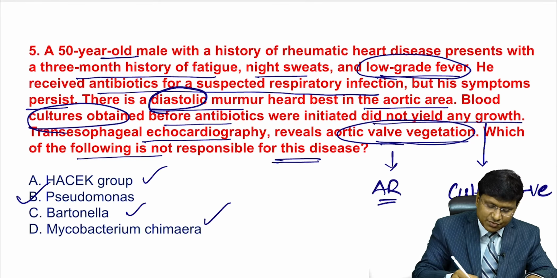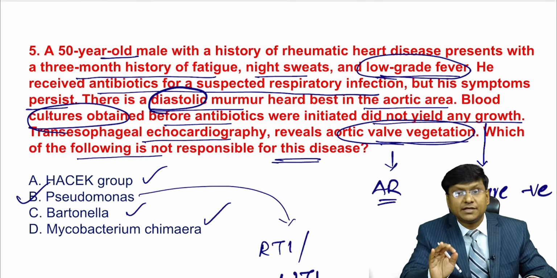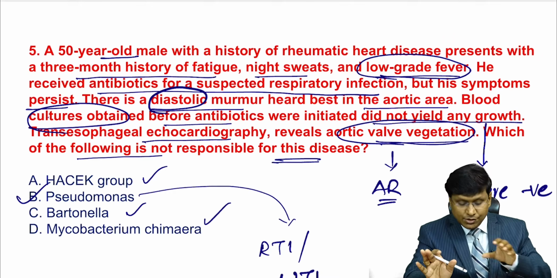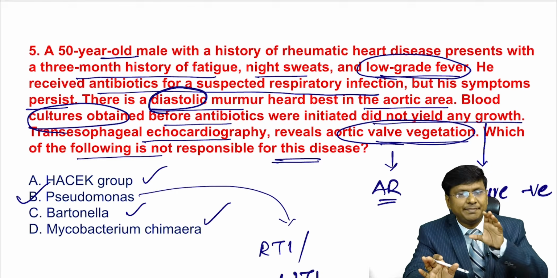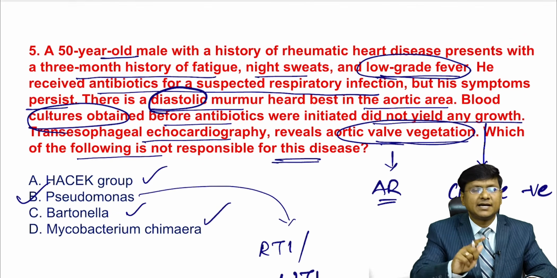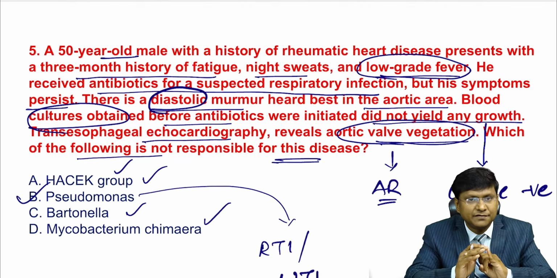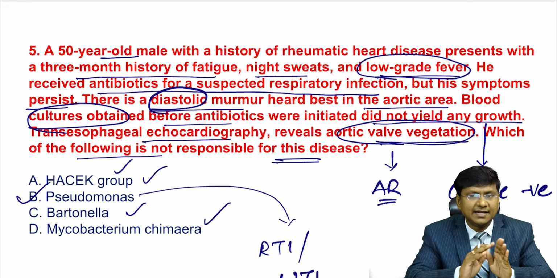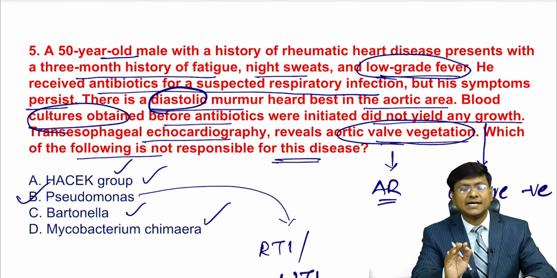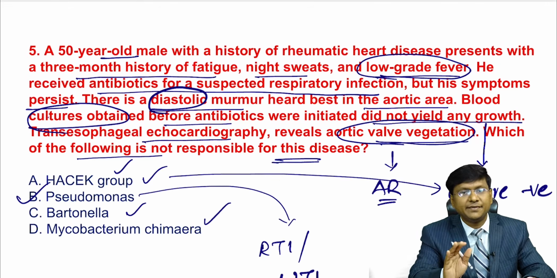What are those other infections associated with Pseudomonas? It is associated with respiratory tract infections. It is associated with urinary tract infections, right? So Pseudomonas is not a typical causative organism for infective endocarditis, especially in culture negative cases. Whereas the other organisms like HACEK, that is Haemophilus, Aggregatibacter, Cardiobacterium, Eikenella and Kingella, are associated with infective endocarditis, and they are responsible for culture negative endocarditis.